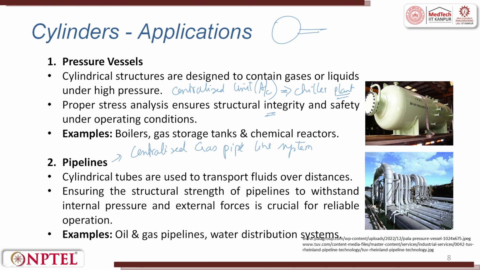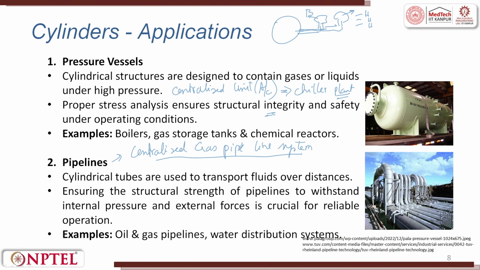From there, we try to send it to every house, every block, and in every block you will have houses. So, this is a block, and in the block you will have houses. So, now this gas whatever is generated here is pressurized and pushed to every house. That is why today we are trying to move towards a centralized pipelining system, wherein the cylinders are getting removed. The centralized tubes are used to transport fluid over distance, and ensuring the structural strength of the pipeline to withstand internal pressure and external force is crucial for reliable operation.